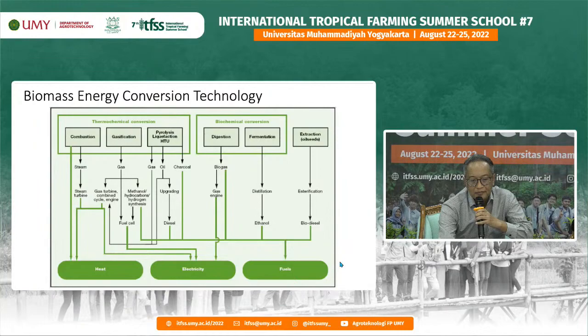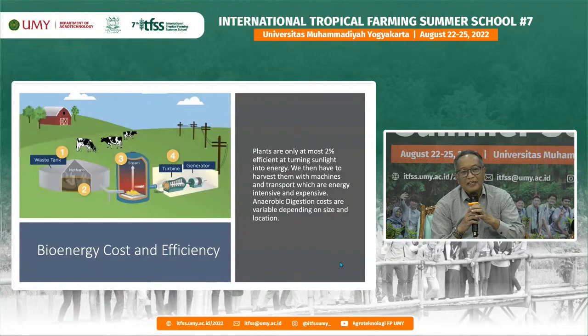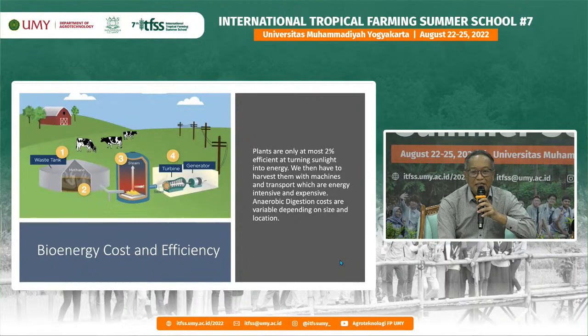So the bioenergy cost and efficiency. Plants are only at most 2% efficient at turning sunlight into energy. Then we have to harvest them with machines and transport, which are energy intensive and expensive. Anaerobic digestion costs are variable depending on size and location.